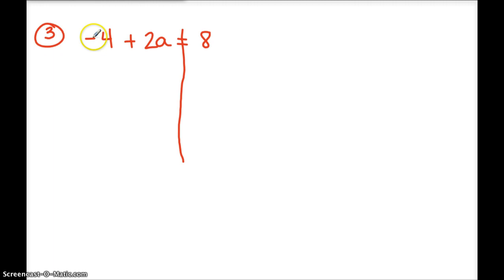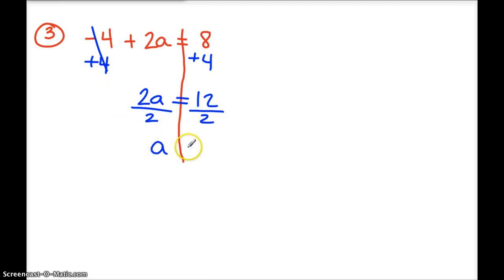So remember, you always look at the sign that is directly in front of the number. So to get rid of that negative 4, we have to do the opposite. So we need to add 4 to each side. Those cancel. We are left with a positive 2a equals 8 plus 4 is 12. Then get rid of this multiplication. This says 2 times a. To get rid of multiplication, you divide. Do that on each side. And we are left with a equals 6.